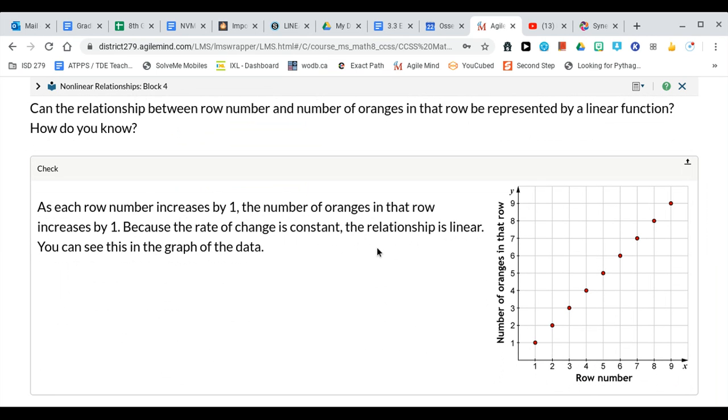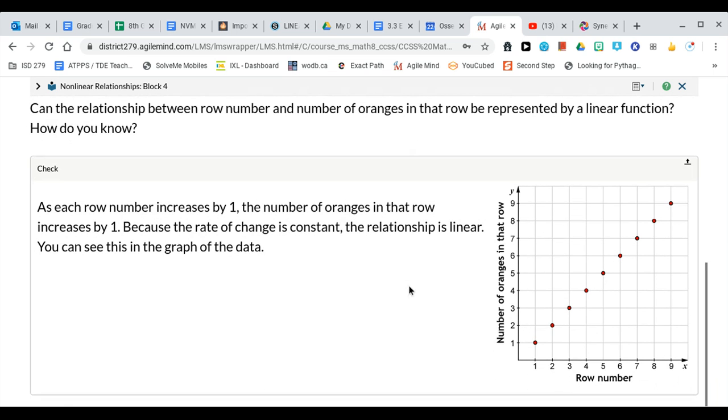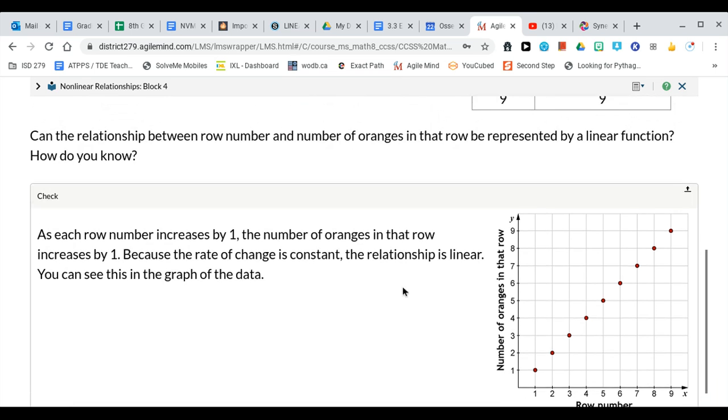You can see this in the graph of the data. So if you look, this graph is creating a straight line going up. That makes this one linear. So remember, if you need to pause this video and copy things down, that's completely fine. Do that so I know you can finish up your packet. All right, we're going to move on.